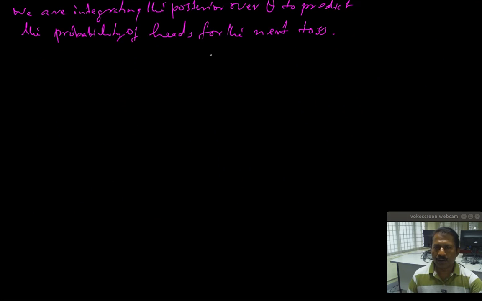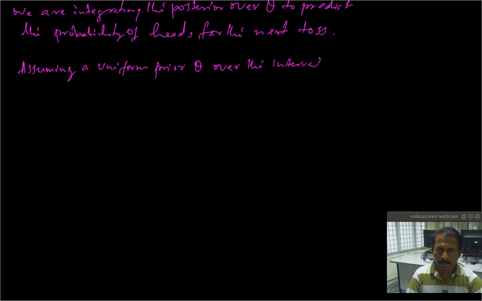So let me do this. Our prior was a uniform prior, right? So the prior was, assuming a uniform prior theta over the interval 0 to 1. We have already made this statement.